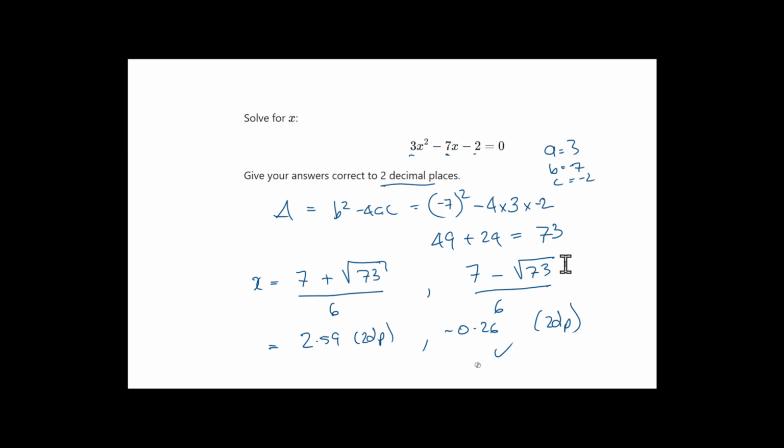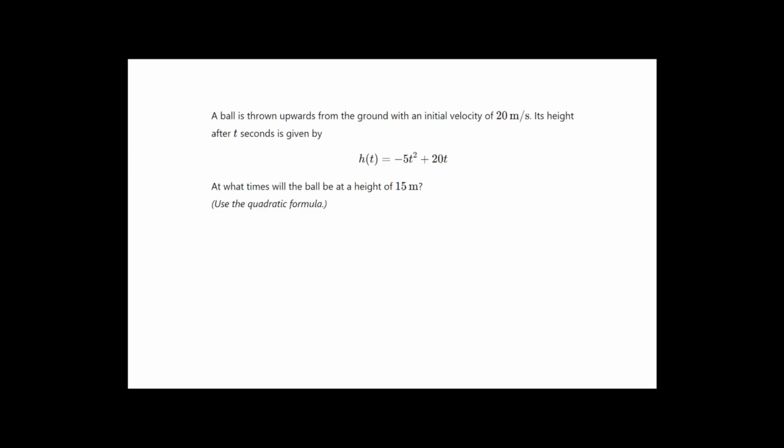Pretty powerful stuff. We can just put in those numbers, bang, out come the numbers. It's fantastic. Next question. A ball is thrown upwards from the ground at an initial velocity of 20 meters per second. Its height after t seconds is given by that. At what times will the ball be at a height of 15 meters?